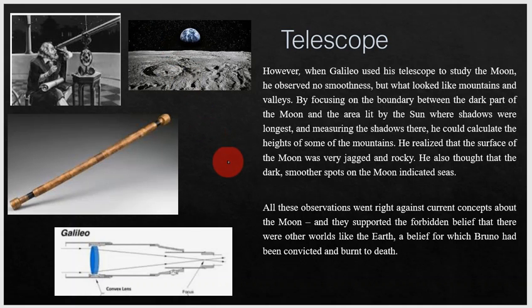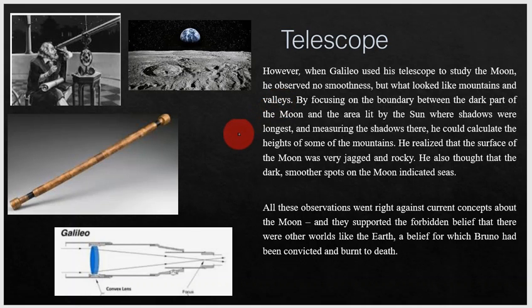Now, when Galileo got his hands on these telescopes and he started looking at these heavenly bodies in the sky with a bit more scrutiny and a bit more detail, it started to poke holes in the idea that the church was putting forward at the time, that these heavenly orbs, if you like, were perfect. However, when Galileo used his telescope to study the moon, he observed no smoothness, but what looked like mountains and valleys. So this is something that he started to notice when he looked at the moon under the telescope.